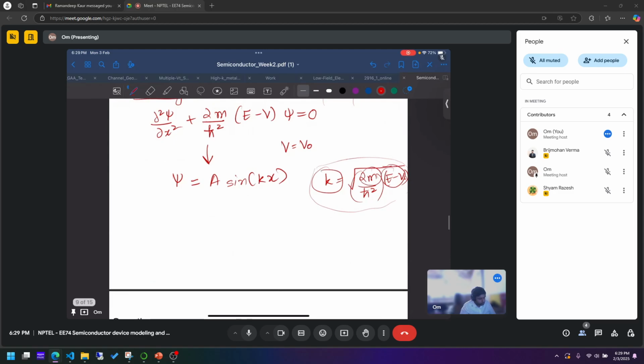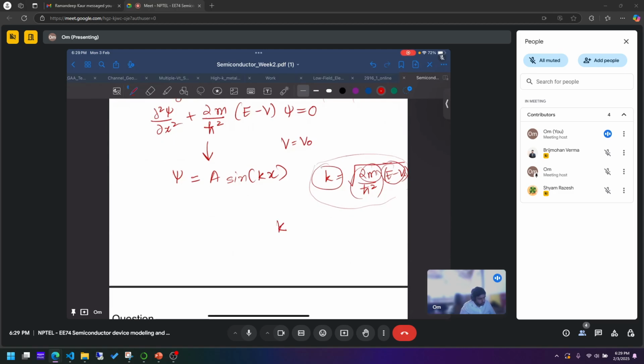Okay, so I can say K square equals 2m by h cross square (E minus V). Or if we write it in the form of a differential equation, it will be 1 by m star equals 1 by h cross square del 2 E by del K square.